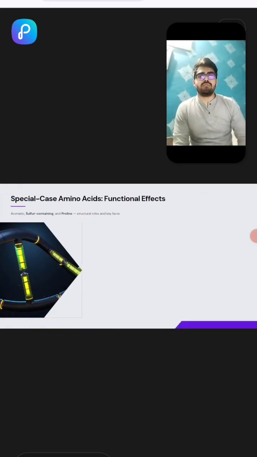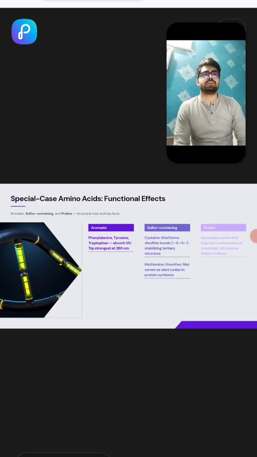And as we go forward, we have some special case amino acids or functional effects. So let us study them. First type, we have the aromatic type. Under this, among the 20 major amino acids, the examples are phenylalanine, tyrosine and tryptophan, which absorb UV. But TRP is the strongest, absorbing UV at 280 nanometers, which is its lambda max.